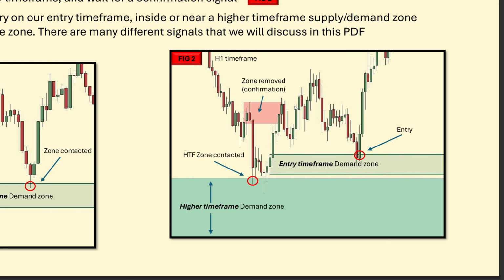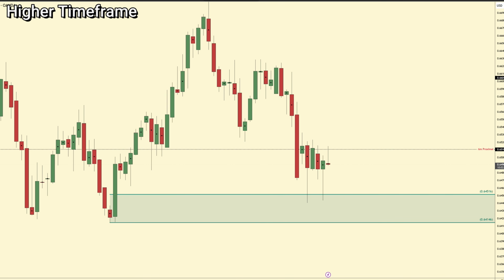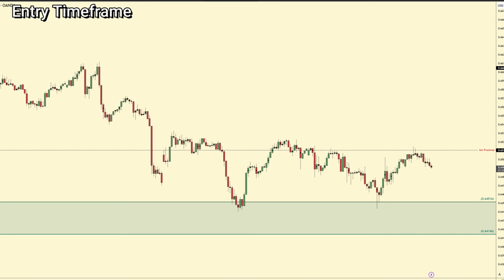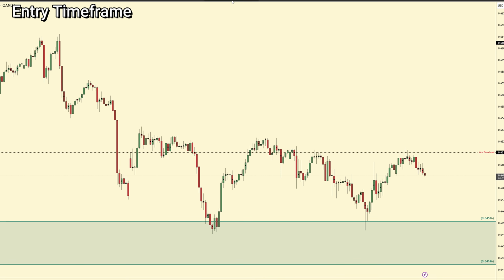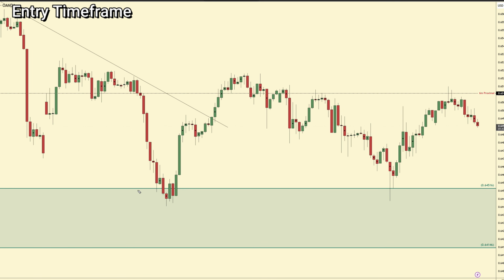or demand. So if we go over to our price chart here again, we waited for our demand zone to be hit on our higher time frame, which is the daily. We then went down to an H1 time frame, as you can see here, and we got a confirmation signal down below. We had a downward trend line right there. That downward trend line was removed. If you look, again, higher time frame zone contacted right here.